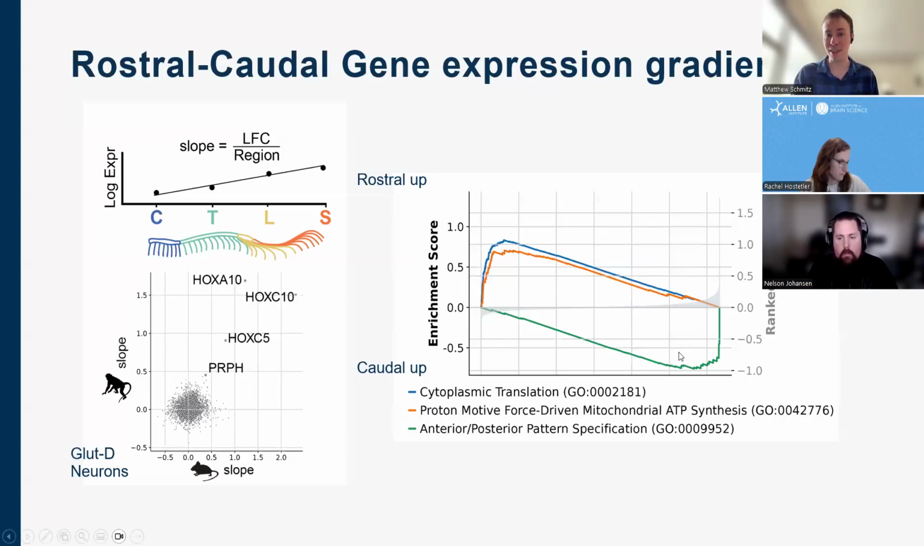And then doing gene set enrichment analysis, we see that the more anterior parts of the spinal cord are enriched for genes that are associated with more metabolism. So it's known to be more metabolically active. And then going more caudal, you see these anterior-posterior pattern specification genes like the Hox genes.